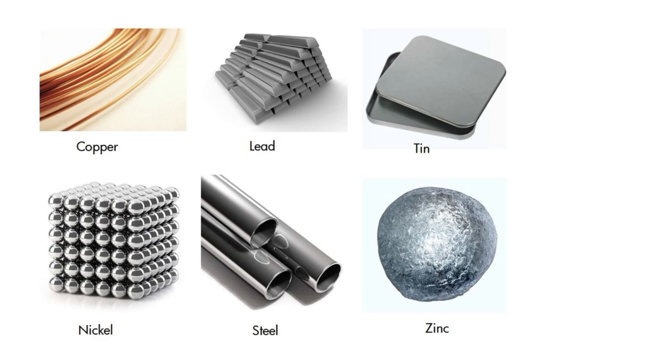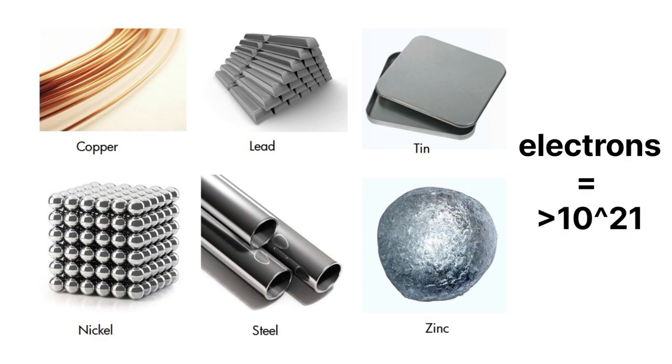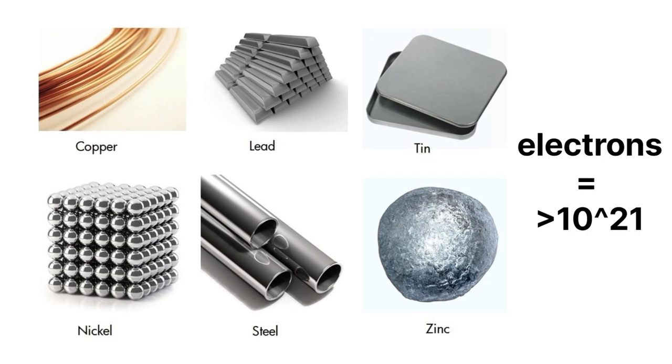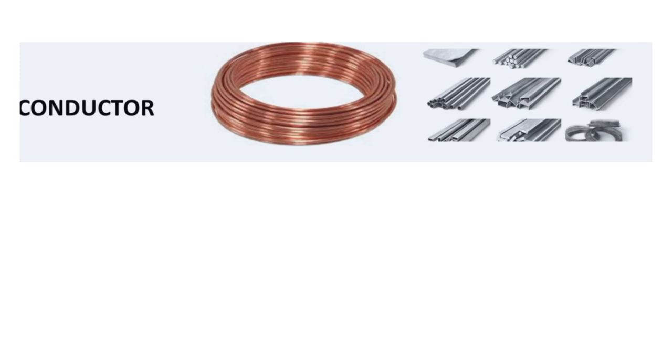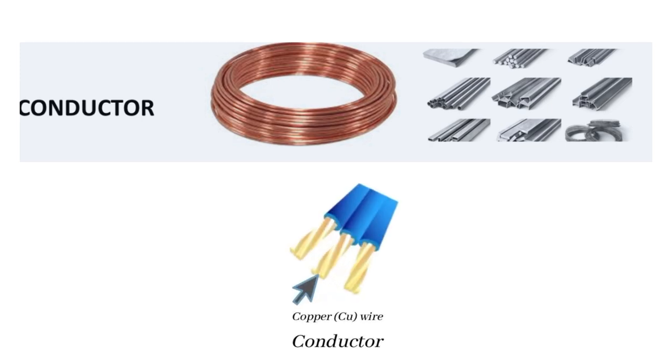So what is a conductor? The matter is said to be a conductor if it has a free electron concentration that is more than 10 to the power 21. That is a very wide range of free electrons inside the matter. This type of material can easily conduct electricity. Typically in these materials we see high electrical conductivity and low electrical resistivity.